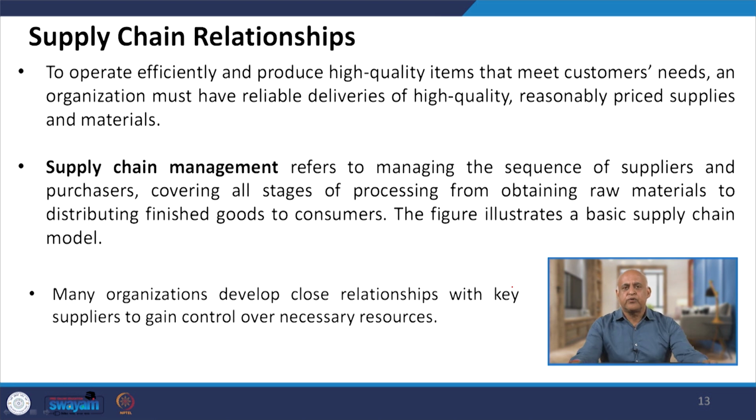To operate efficiently and produce high quality items that meet customers' needs, an organization must have reliable deliveries of high quality, reasonably priced supplies and materials. Supply chain management refers to the sequence of suppliers and purchases covering all stages of processing, from obtaining raw materials to distributing finished goods to consumers. The figure illustrates a basic supply chain model, and many organizations develop close relationships with key suppliers to gain control over necessary resources. So, in the case of supply chain management, you are looking at managing the sequence of supplies and purchases, and these practices will help you a lot.